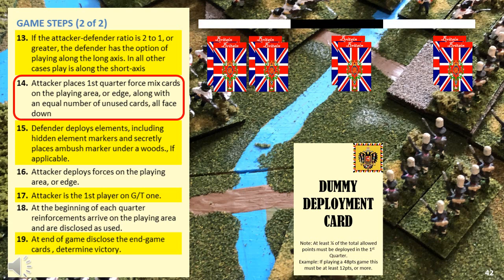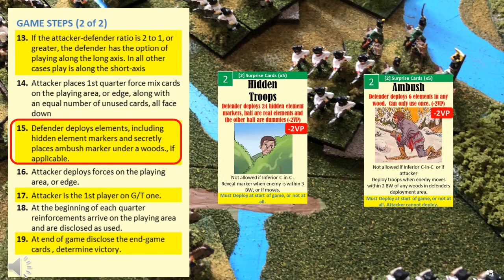A player will also have a number of dummy cards equal in number to the force mix cards. When a card is doubled, use the doubling special effects card as the doubling force mix card. As a result, the British in this case will be placing 8 cards face down on the playing area, 4 of which represent actual cores. The defender now deploys forces.